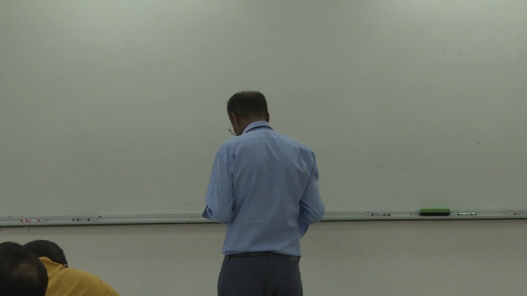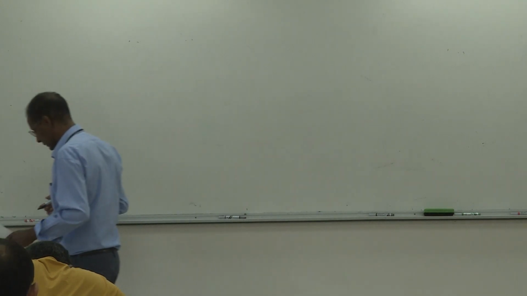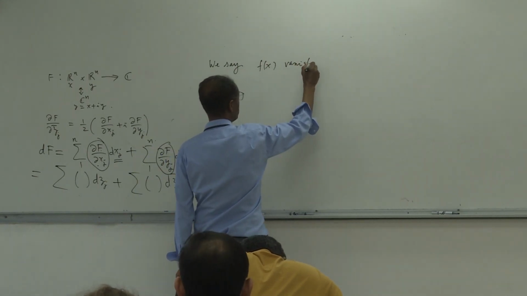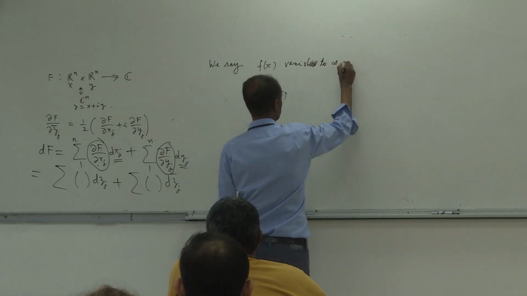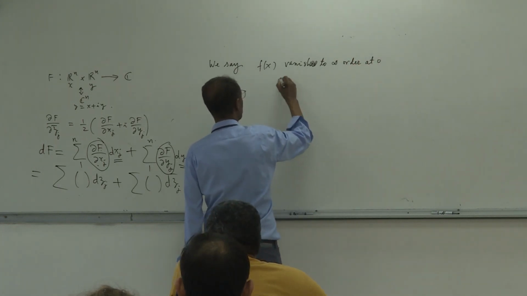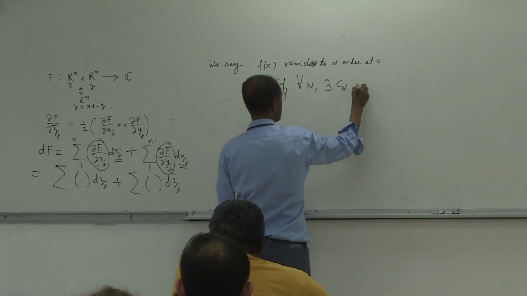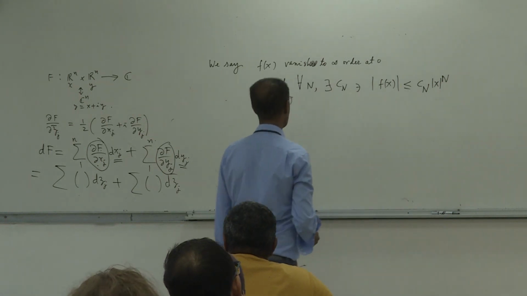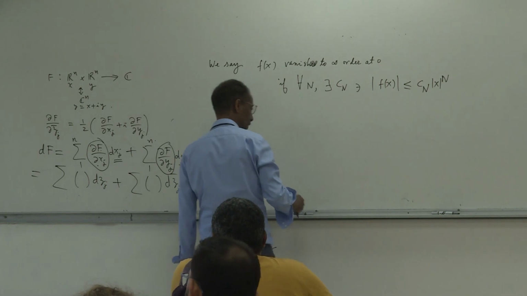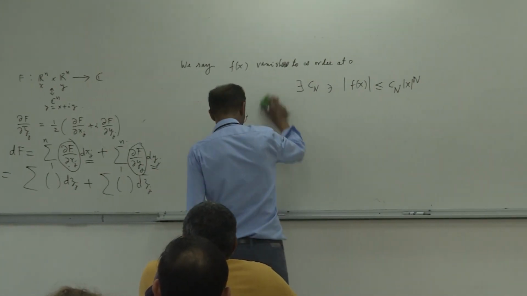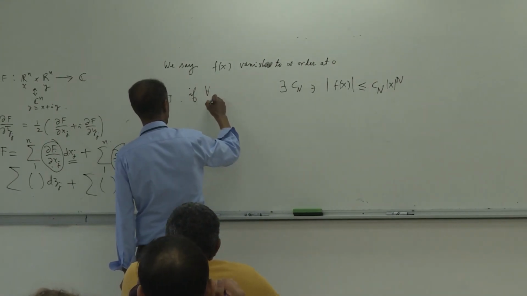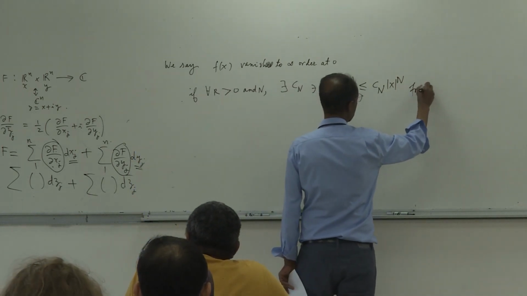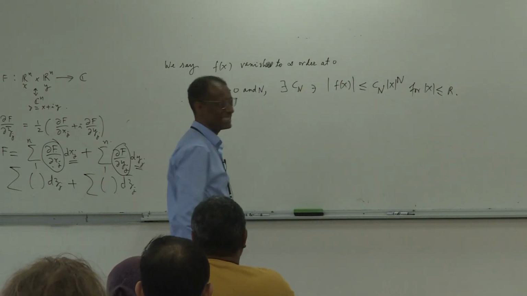Now, we say a function f of x vanishes to infinite order at a given point, say at 0, if for every number n there exists a constant C_n such that |f(x)| is less than or equal to C_n |x|^n. Actually, let me modify this. This is a bit too strong. In practice, what you really need is the following: for every r positive and every n, there is a constant such that this is satisfied for |x| less than r, because you are really interested in what's happening near 0.